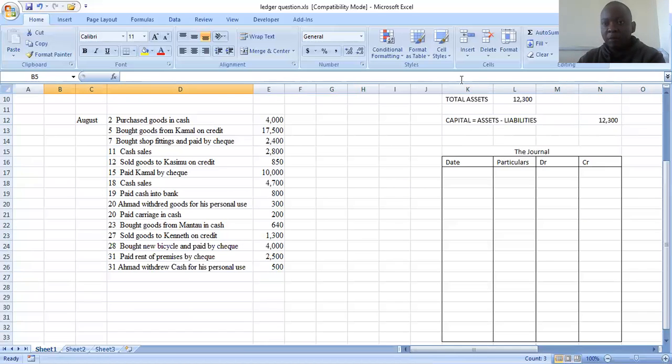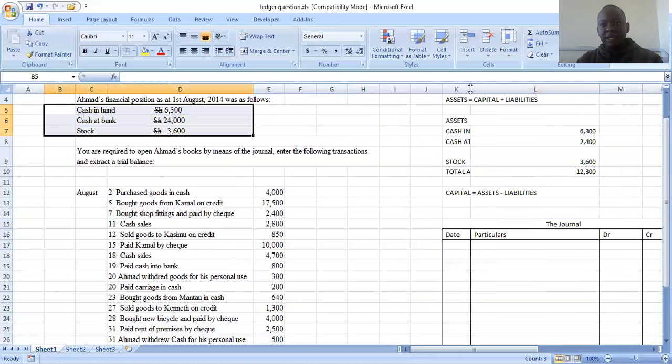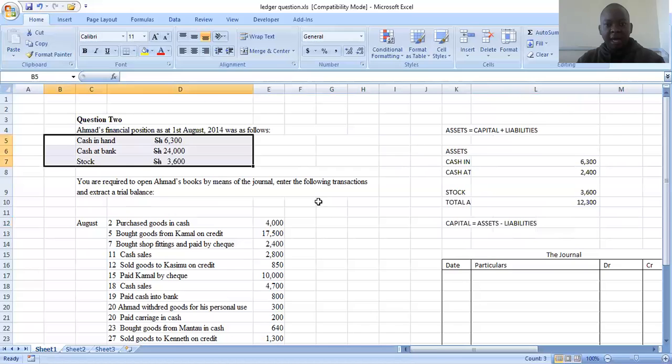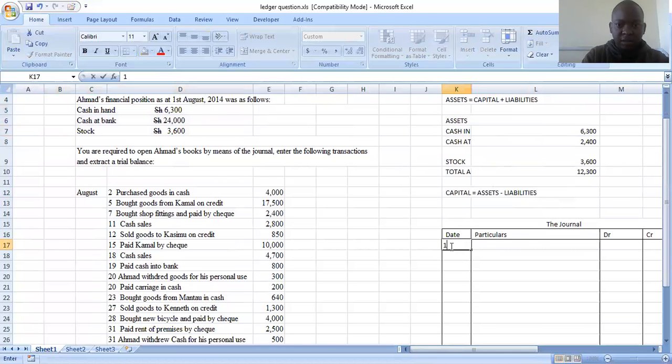So now we proceed to our journal. At the beginning, the journal is on 1st August 2014, so you can have it as August 1.